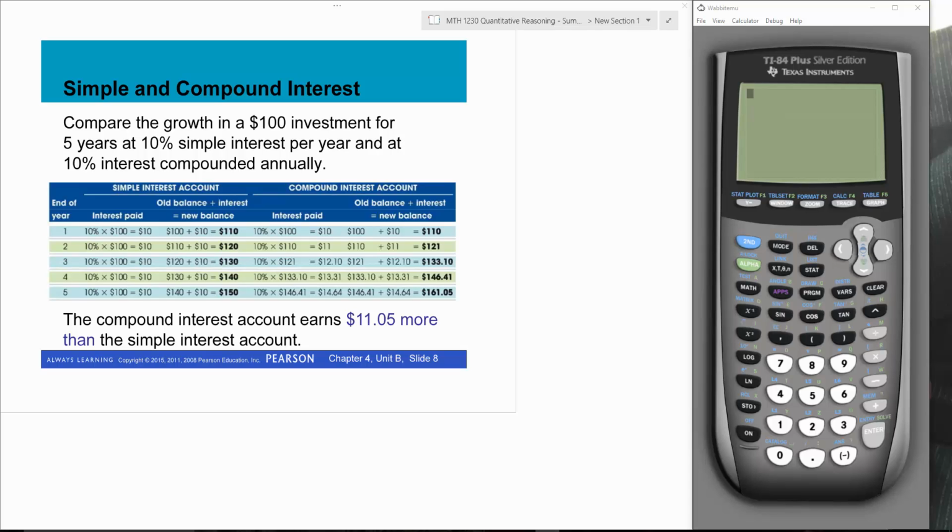All right, so I wanted to point out some things with you when dealing with section 6.1 with simple and compound interest. So I put this example on Blackboard. So we're comparing the growth in a $100 investment for 5 years at 10% simple interest per year and at 10% interest compounded annually, right? And exploring the differences with that.